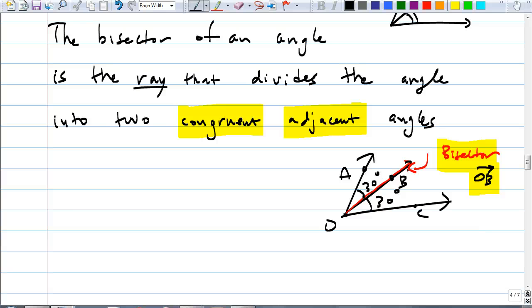You're correct. I don't think we should include a line segment, because a line segment would not divide the angle forever. It'll stop. Yeah, I said it wrong. You're right. Thank you.